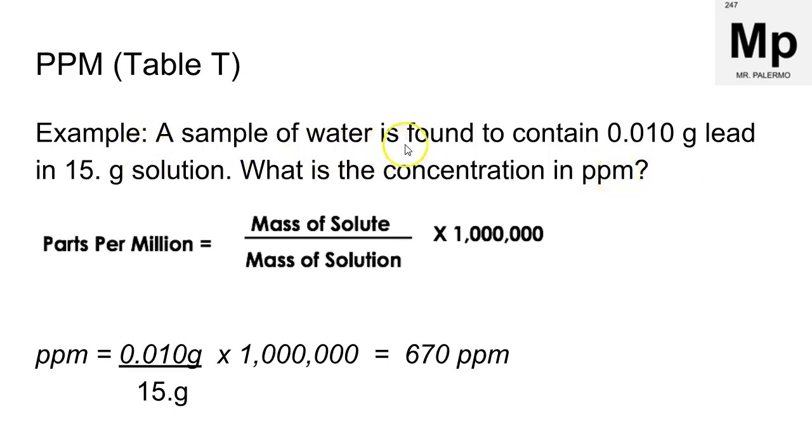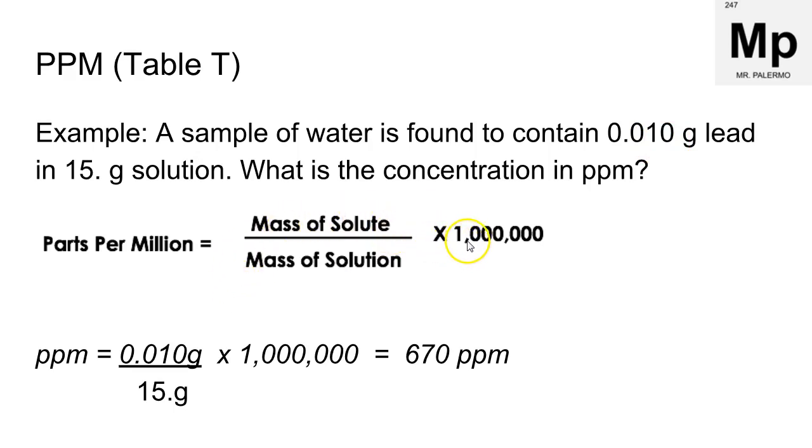So a sample of water is found to contain 0.010 grams of lead in 15 grams of solution. What is the concentration in parts per million? So here's the formula from Table T. The mass of the solute is what you're dissolving, and then obviously the solution is the whole thing. So the solution is 15 grams, it goes on the bottom. The solute, the lead that's dissolved in there, is the 0.010 grams. That goes on top.